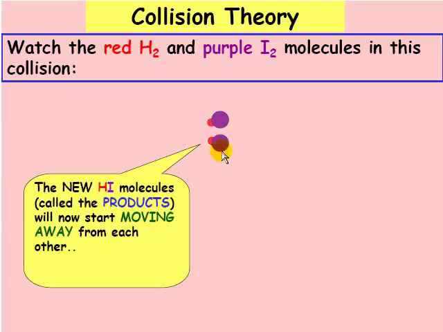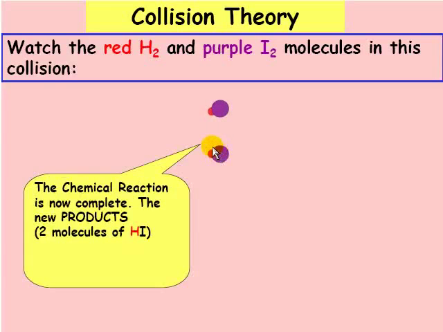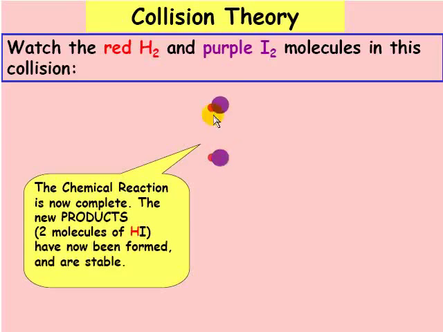Now the new HI molecules, called the products, start moving away from one another. So the chemical reaction is now complete. The two new products, two molecules of HI, have now been formed and are stable.